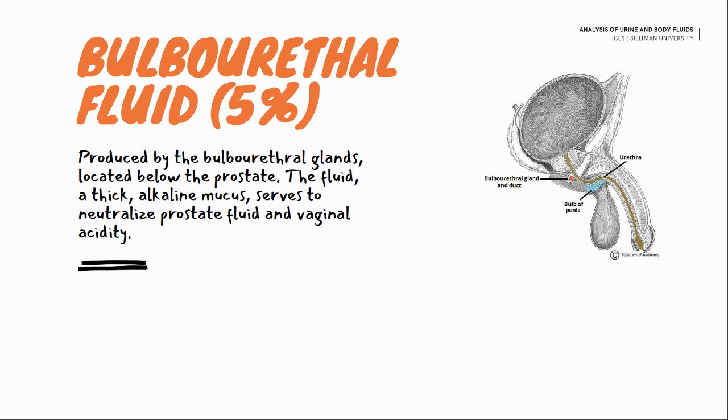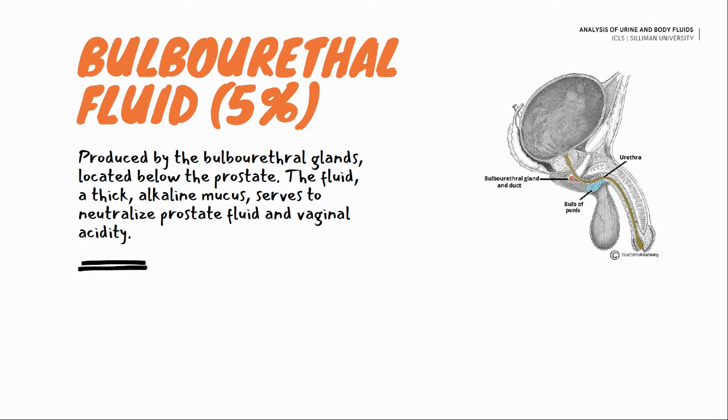Now lastly is the bulbourethral fluid. It is produced by the bulbourethral glands, located here. This fluid is thick and alkaline, and it is to neutralize the prostate fluid and the vaginal acidity.